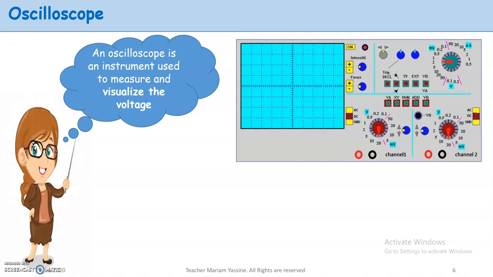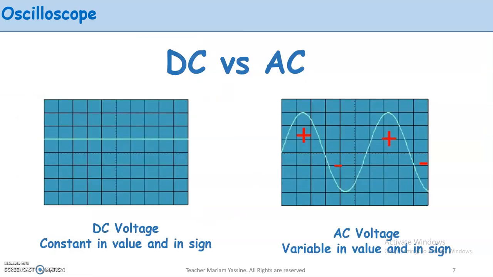Why does the voltage have different forms? As we mentioned, we have two types of electricity, DC voltage and AC voltage. DC means the voltage is constant in value and in sign, while in AC, the voltage changes its value. It starts from 0, increases to reach the maximum, then decreases to reach 0, then reverses the sign, and so on. So, to see the variation of the voltage with respect to time, I should use an oscilloscope.